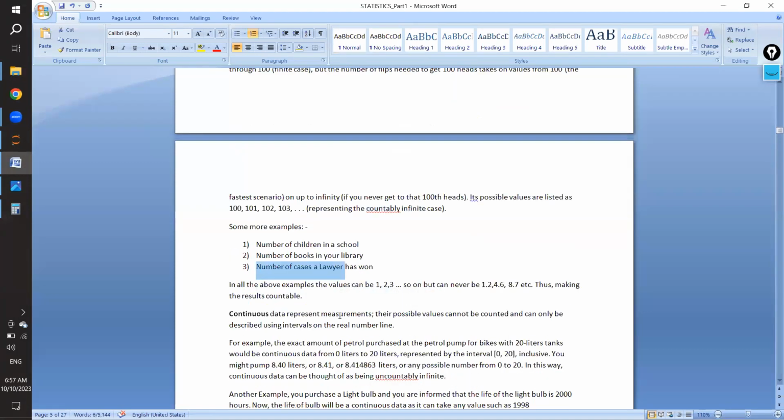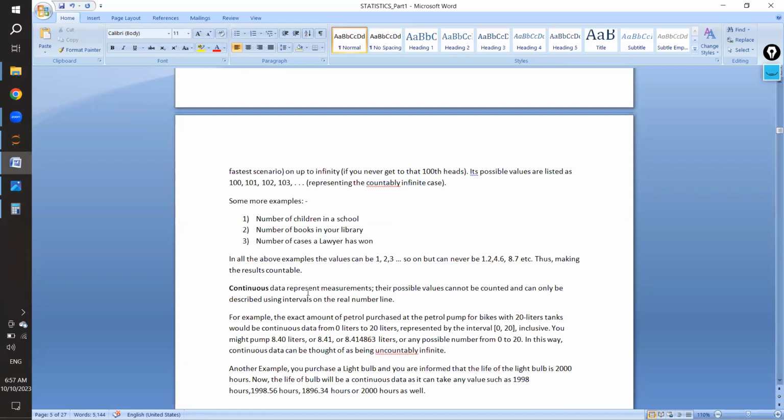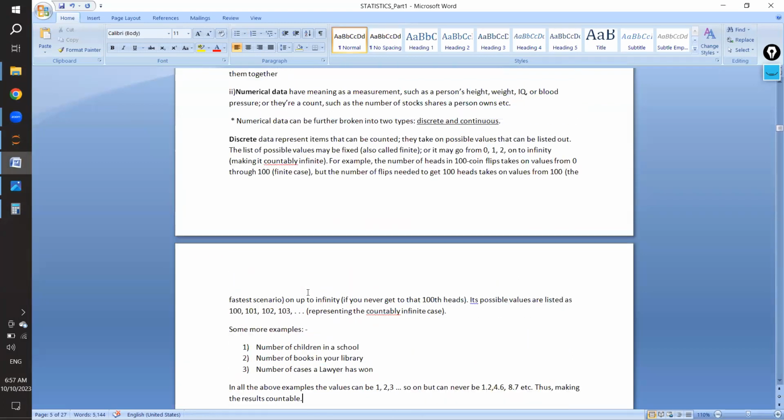Some more examples are the number of children in a school, the number of books in your library, the number of cases a lawyer has won. All of this cannot be 1.2, 4.6, or 8.7. These cannot be decimal values, which is what makes them countable. Fine.